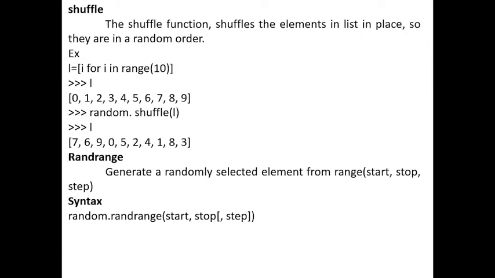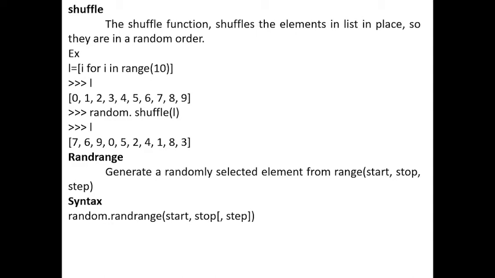The shuffle function changes the order of the elements in the list in place. That means the elements are shuffled so they are in a random order. Example: i = [i for i in range(10)]. So the values will be 0 to 9. If we use shuffle, the values will change their order.